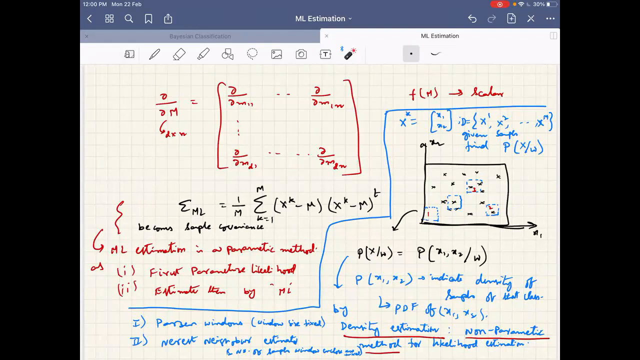We will revisit these non-parametric techniques if you have any doubts in the next class, and then we will move on to maximum a posteriori estimation and subsequently to neural networks.